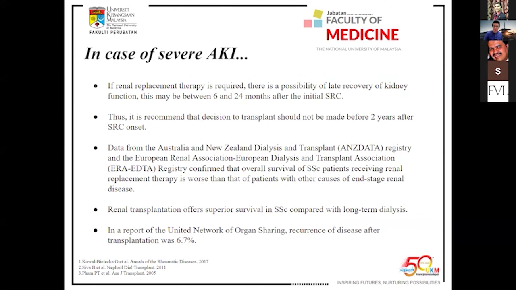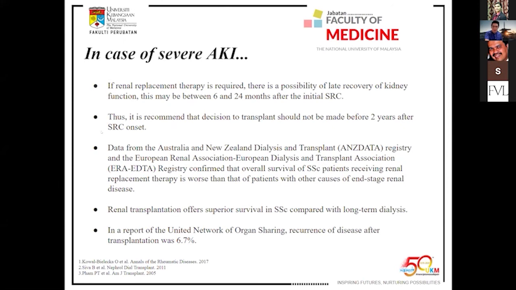There are some points I have to highlight here. If someone comes to us with oliguric AKI on top of scleroderma renal crisis, and we start them on hemodialysis, some of them actually need 6 to 24 months to get renal recovery. So they have a late recovery, even though they have an initial stage of very bad AKI. If you want to transplant in this group of population, it's recommended to wait until 2 years, because they might actually recover spontaneously in 1 year's time or 2 years' time. So you might need to give some time before you talk about renal transplant.